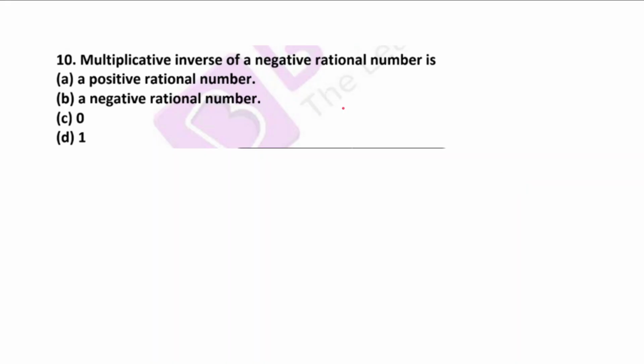Okay. Now let us solve multiplicative inverse of a negative rational number. When you are finding the multiplicative inverse, basically it is a reciprocal. You can think about it in that way. Say, when 5 by 2 is there, the reciprocal of 5 by 2 is 2 by 5, which is the multiplicative inverse or reciprocal. You can think of multiplicative inverse as reciprocal.